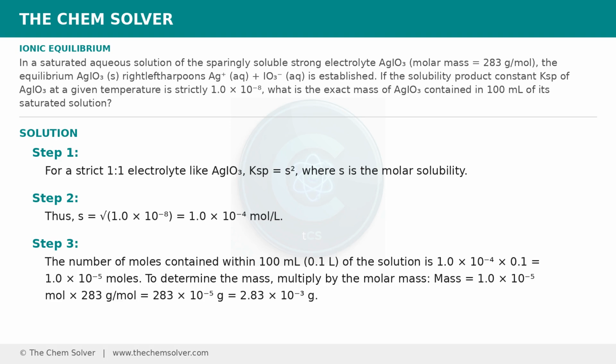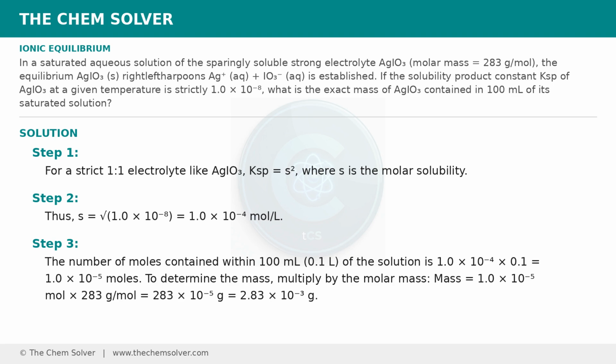For a strict 1,1 electrolyte like AgIO₃, Ksp equals S², where S is the molar solubility. Thus, S equals the square root of 1.0 × 10⁻⁸, which equals 1.0 × 10⁻⁴ moles per liter. The number of moles contained within 100 mL, 0.1 liter, of the solution is 1.0 × 10⁻⁴ times 0.1, which equals 1.0 × 10⁻⁵ moles.